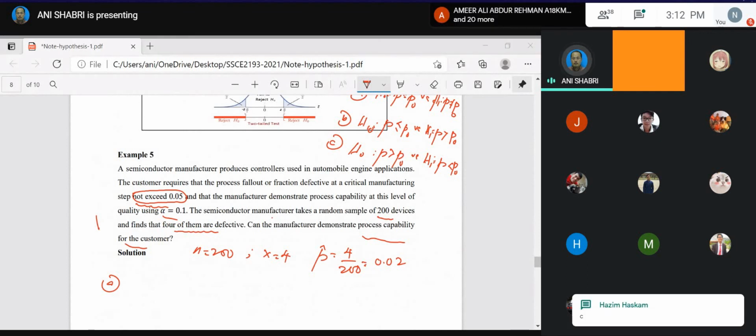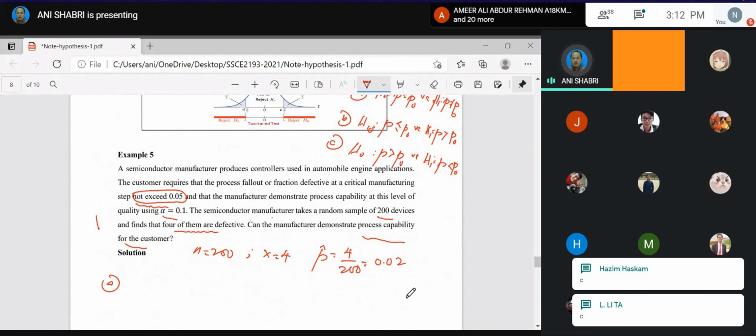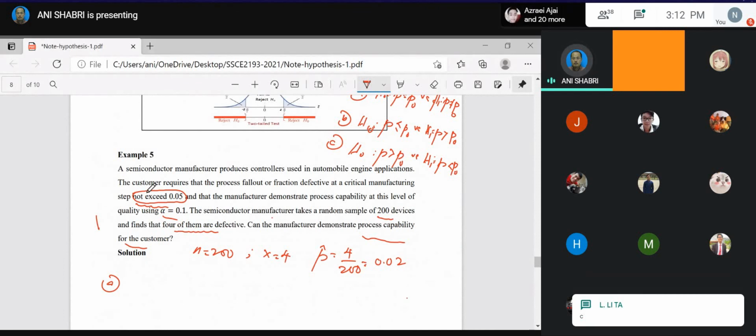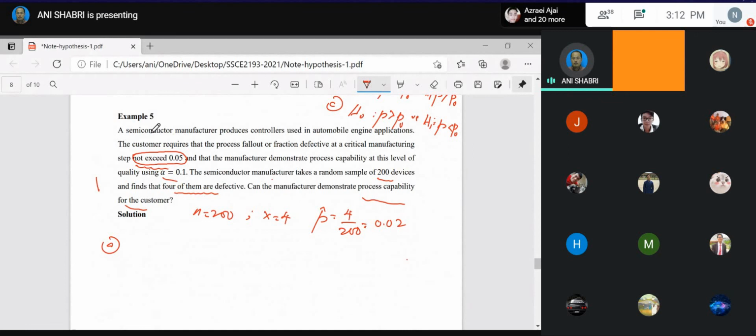Okay, number C, because it is "less", not greater, not exceed. For this one, we just use number C. The hypothesis is H0: P is less than, or, greater than 0.05, against H1: P less than 0.05.